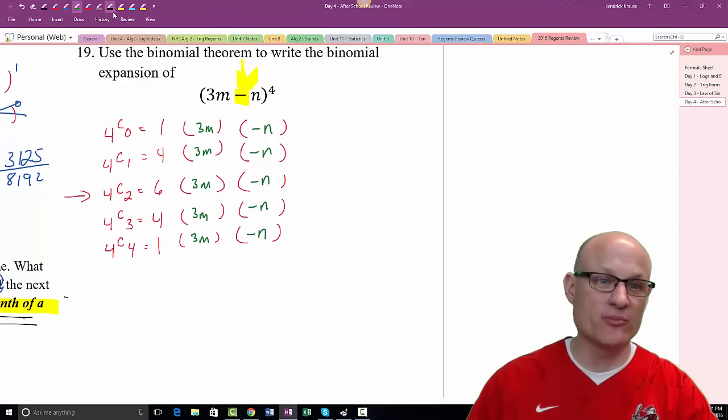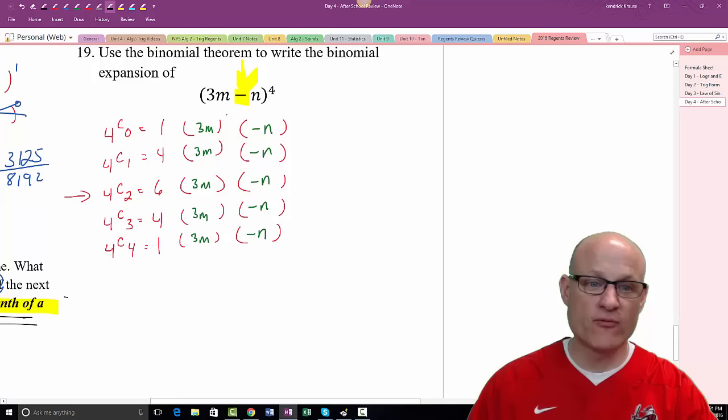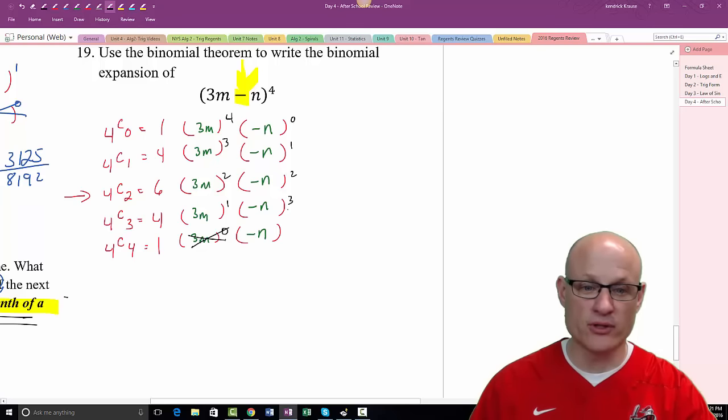All right, so let's do these exponents. 4, 3, 2, 1, 0. Don't need it. 0, 1, 2, 3, 4. All right. So this one's not bad. If I type this in, 3 to the fourth power is 81. So this would be 81 m to the fourth.